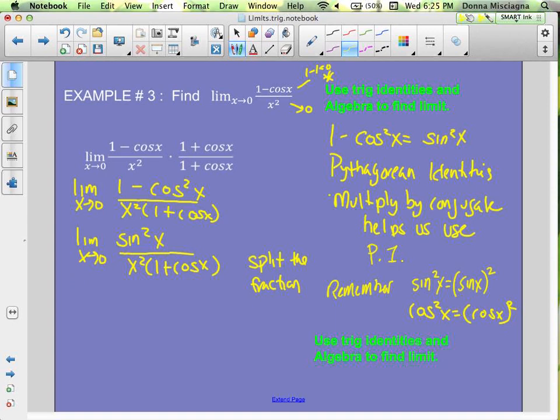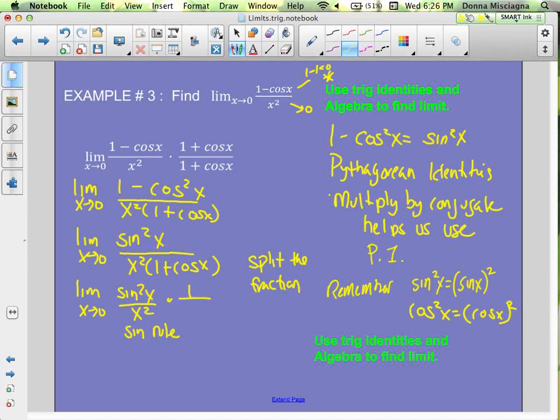Right, I can rewrite this as two fractions, as a product of two fractions. I want the sine squared x and the x squared to go together. Now I can use the sine rule here. We'll just call it the sine rule, and that's where when we have the limit as x is approaching 0, of a sine something over the same something that we're taking the sine of, we know that that limit's going to go to 1. Now we just need to rewrite the other part of it.